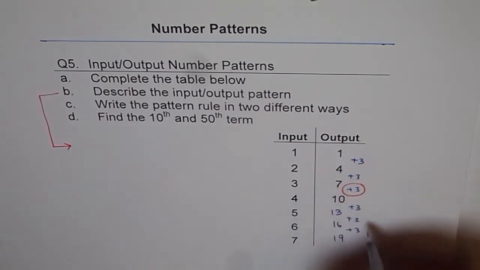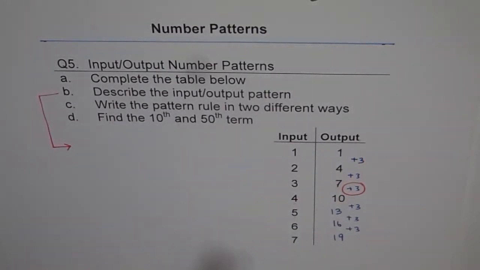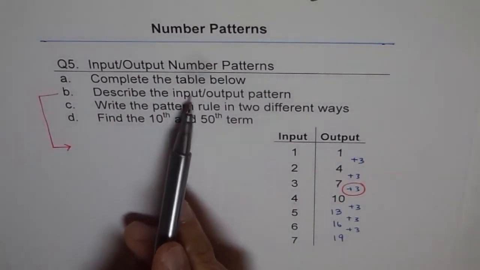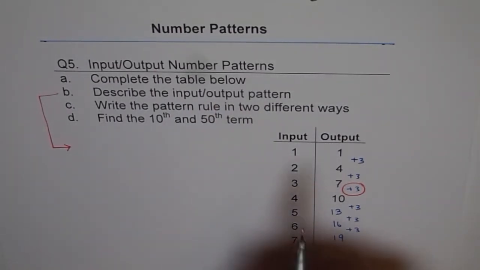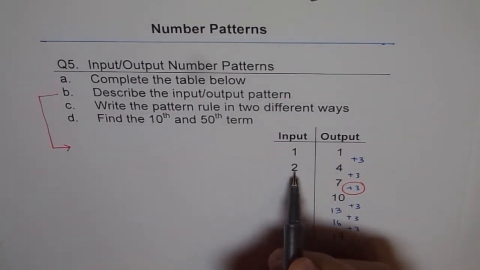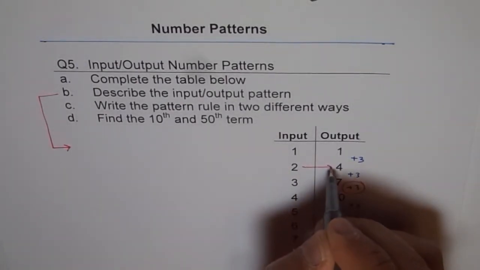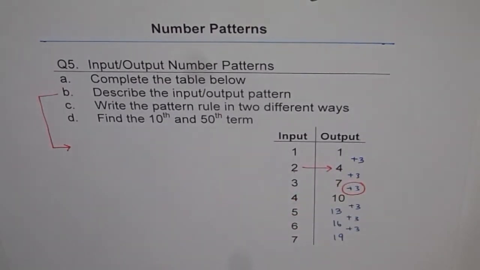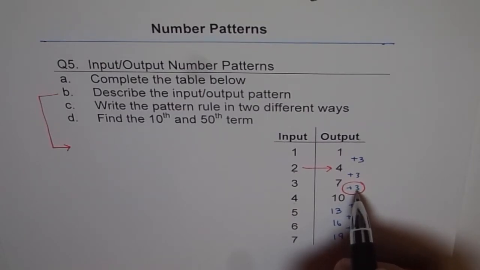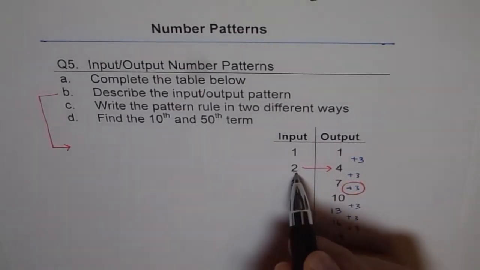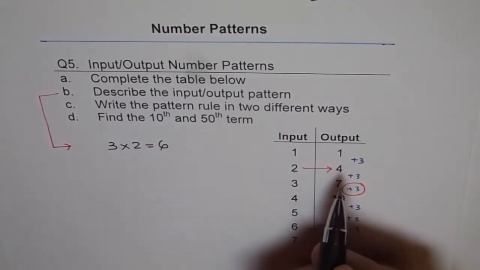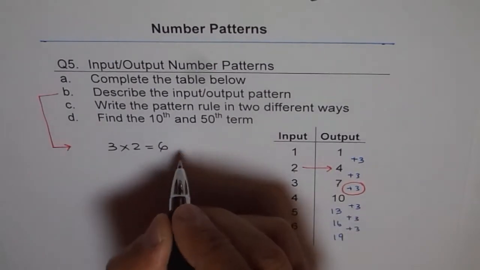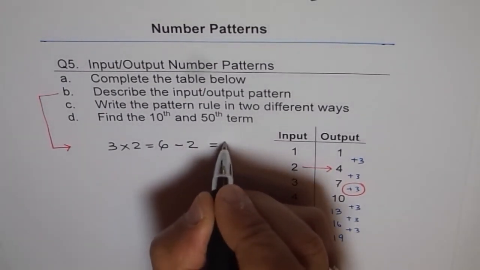Okay, so we did the first part of completing the table. The next part is to describe input-output pattern. Now see like this. From 2, this is the input, I have to get 4. From 2, I have to get 4. How can I do it? That is the question. 3 I said is a magical number. We'll use this 3. What is 3 times 2? Let's try. 3 times 2 is 6. But not 4. How do you get 4? Take away 2. If you take away 2, you get 4.